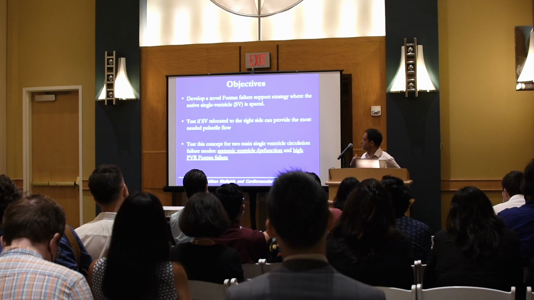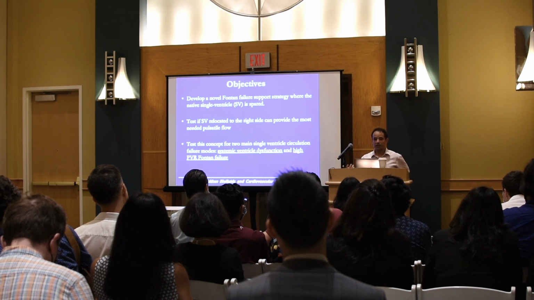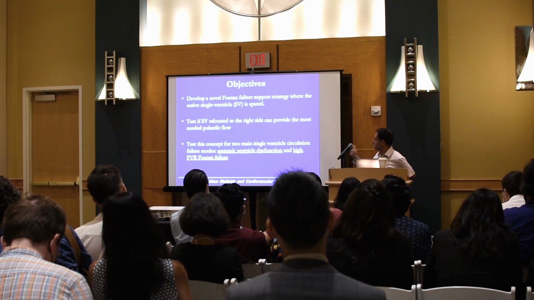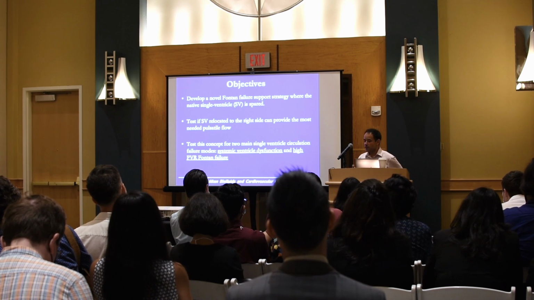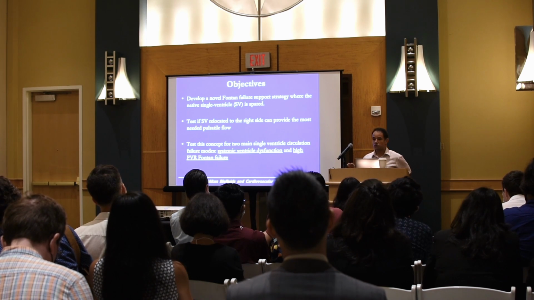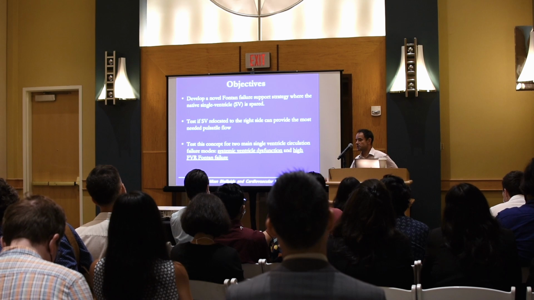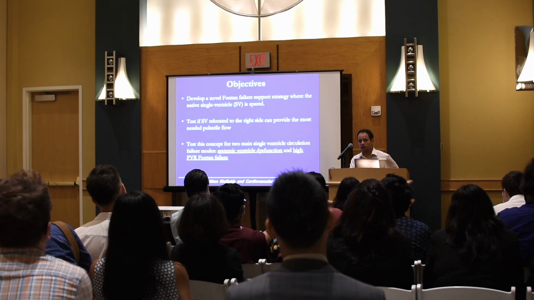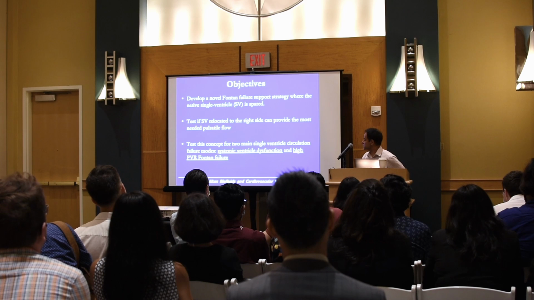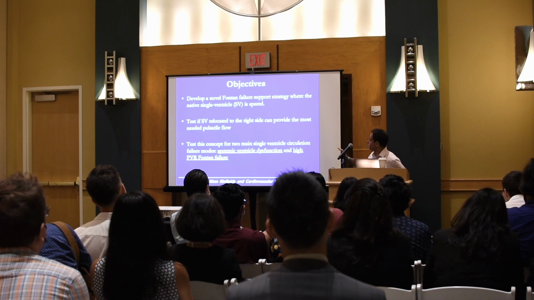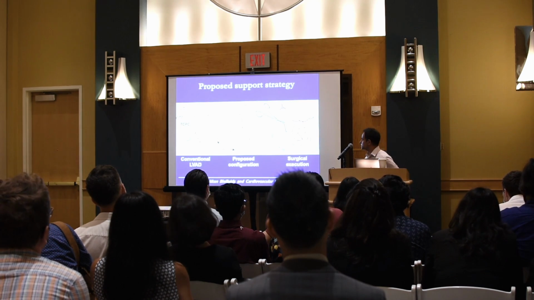And on the left side, we want to use a standard left ventricular assist device, which is very well established on the left side of the circulation system. We test this concept in two main single ventricle failure modes. Over the years, we learned that there are two modes of Fontan failure. One is due to systemic failure, the other is due to high pulmonary vascular resistance failure. We studied this in both systems.